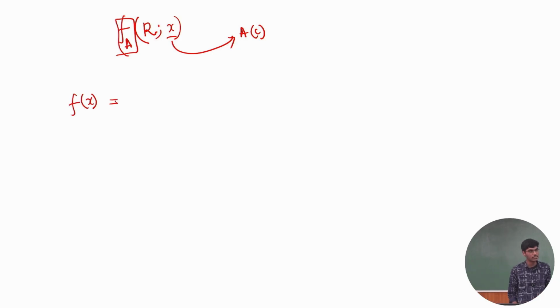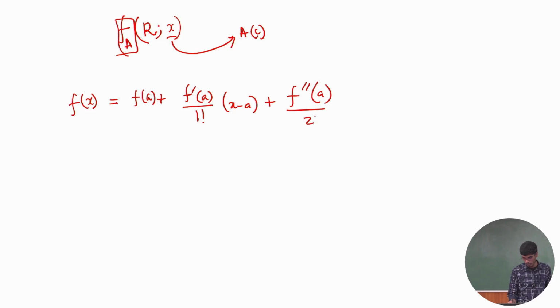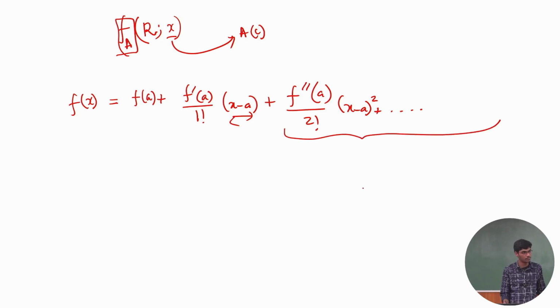Now, the Taylor series expansion of f(x) at a point a, where f(x) is differentiable, can be written as f(a) plus f'(a)/1! times (x minus a), plus f''(a)/2! times (x minus a) squared, plus so on. So if this difference x minus a is small enough, we generally neglect these higher order terms as they go towards 0.